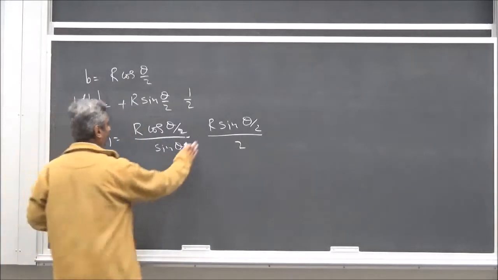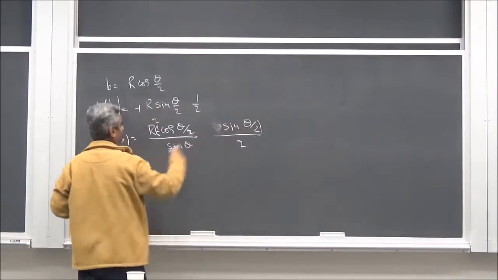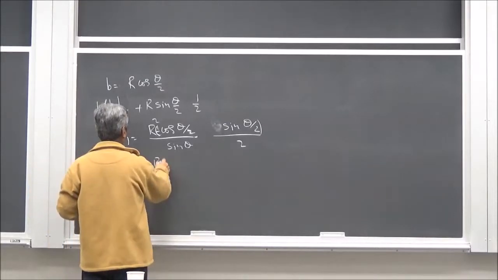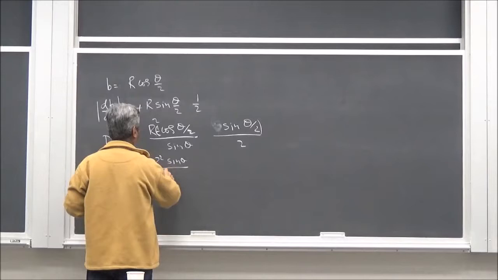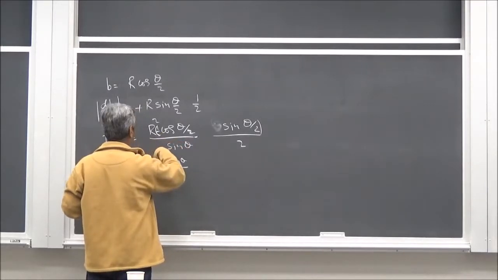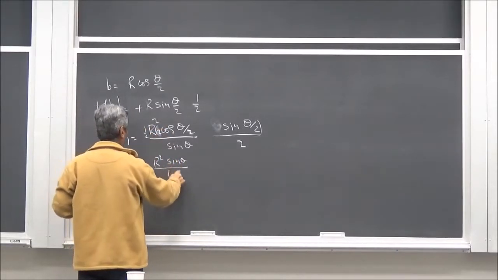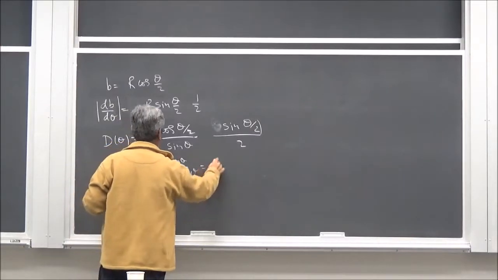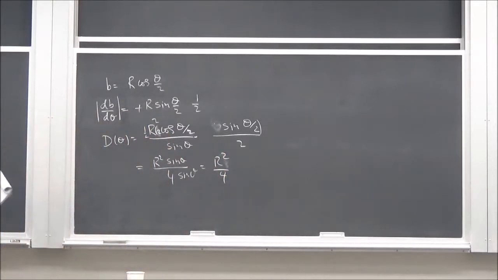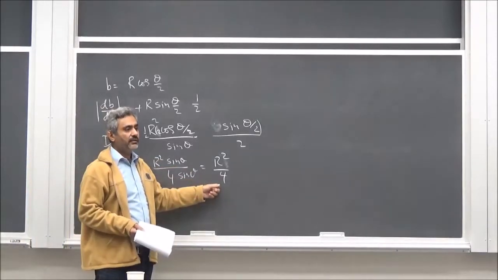And if you put a half here, this becomes sin θ. So this is R square sin θ over 2, and you have to put a 2 here and 1/2 on the side. So this becomes R square over 4 sin θ. So dσ/dΩ in this case doesn't even depend on theta. What does it mean?